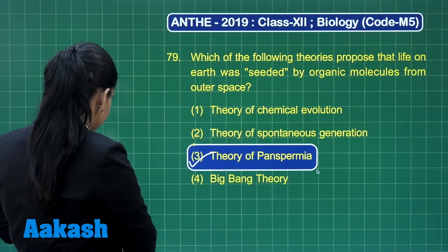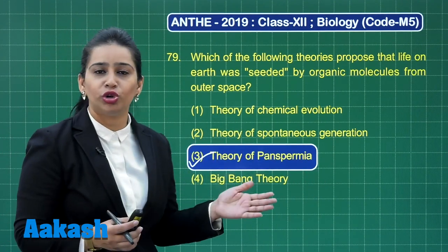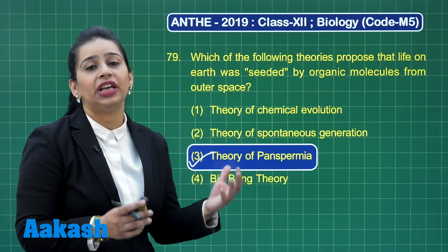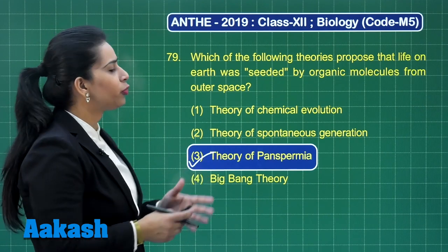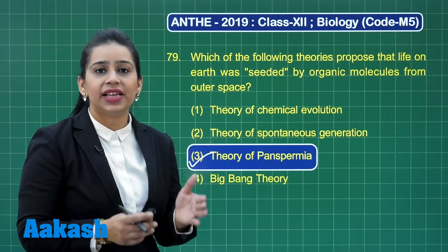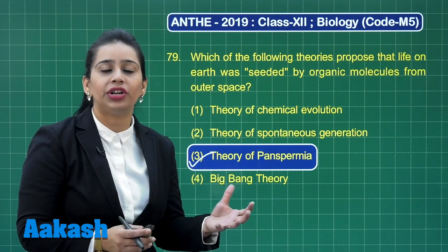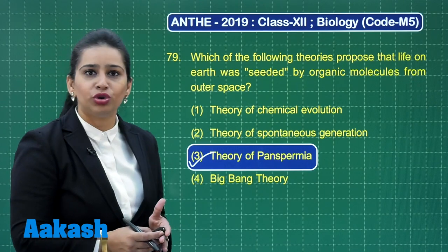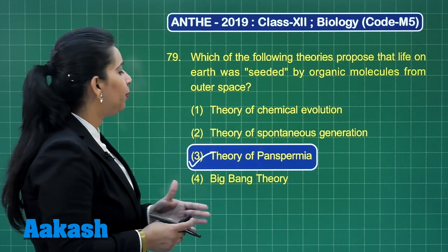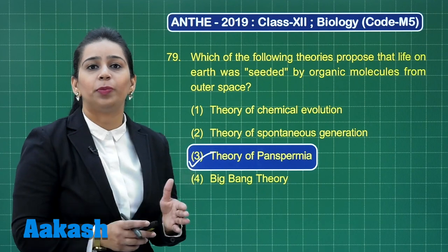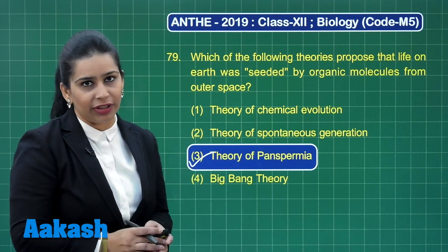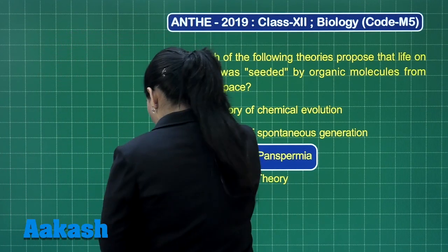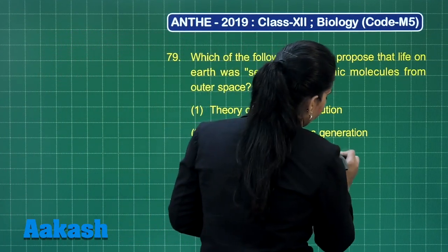While option number 1, that is theory of chemical evolution, was proposed by Oparin and Haldane, which says that life originated from inorganic molecules. Theory of spontaneous generation said that life has originated from non-living matter, which was disproved by the theory of biogenesis proposed by Louis Pasteur. And Big Bang theory actually explained the origin of the universe. So, yes, the correct answer is theory of panspermia, or you can say the cosmozoic theory.